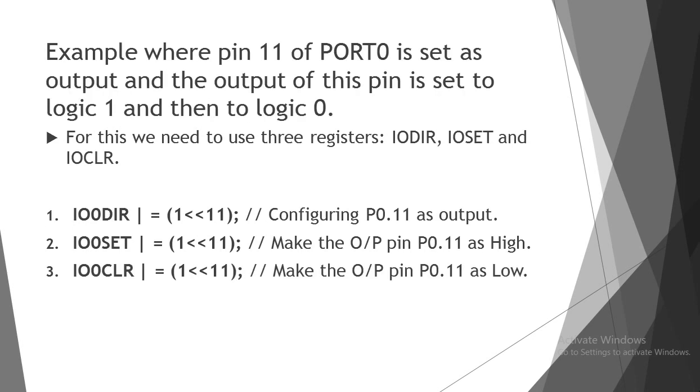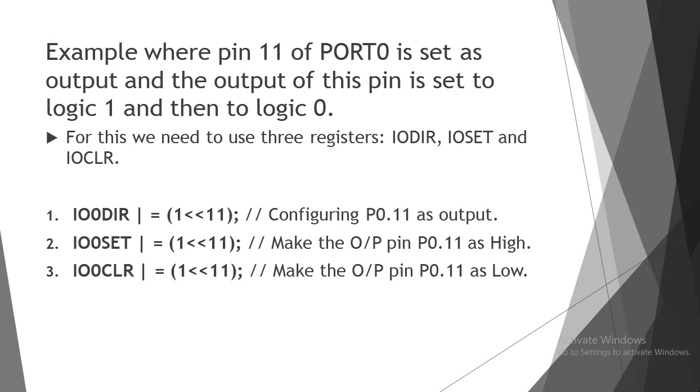Let's see another example. In this example we are configuring port 0's pin 11 as an output. Then we will send the high pulse and then we will send low logic level 0. So first we have to define its direction. We will write IO0DIR |= 1 << 11. So it will define port 0's pin 11 as an output.